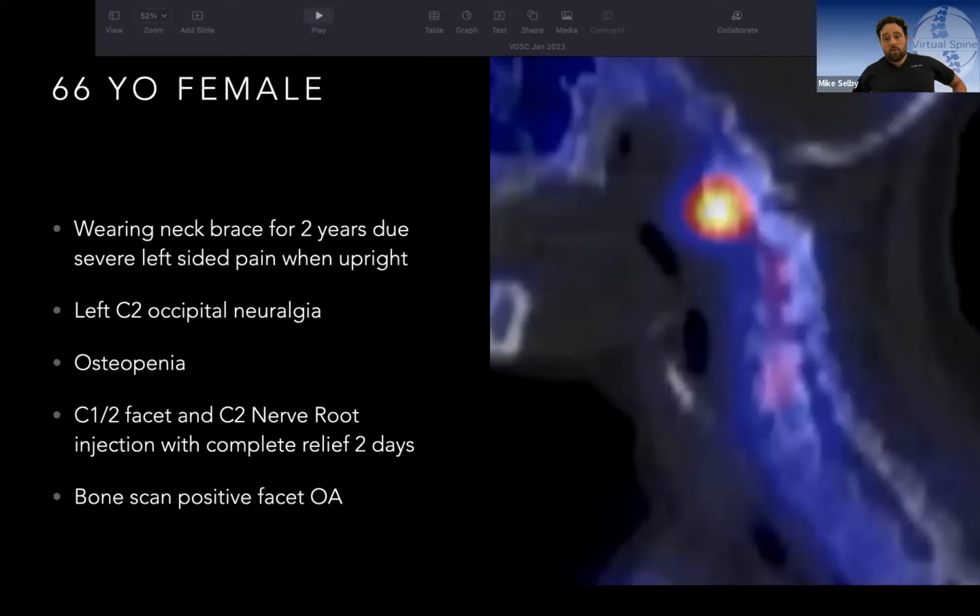So this was how I used to practice. This is a 66-year-old female who was wearing a cervical collar for 2 years because of severe left-sided neck pain when upright. This is her bone scan, and she's got a hot facet joint on the left at C1-2. She also had left C2 occipital neuralgia. She's a little bit osteopenic, and she had some short-term relief with facet and nerve root block, which was very good, but her pain quickly recurred.